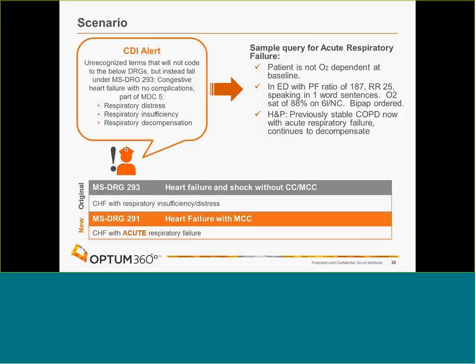Here's a sample query for a respiratory failure. Patient is O2 dependent at baseline, but they had a very low PF ratio. They were tachypneic, speaking in one-word sentences, probably in distress. Low sat even on 6 liters, put on BiPAP, probably heading to a vent. And they had previously stable COPD, but now the H&P notes acute respiratory failure continues to decompensate. That's all in the chart.